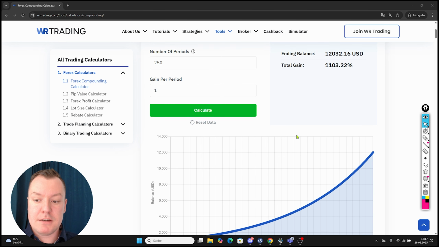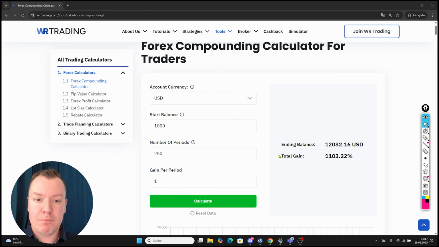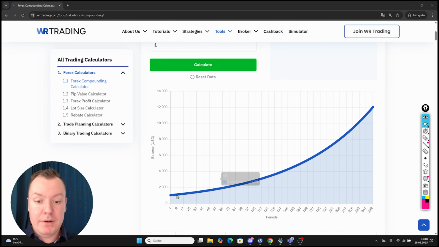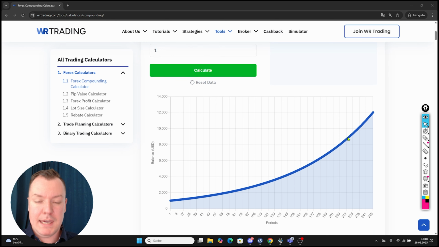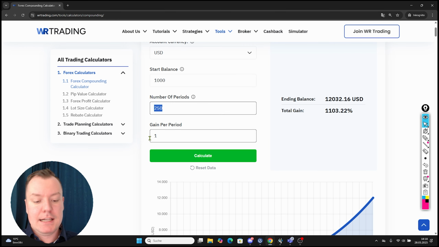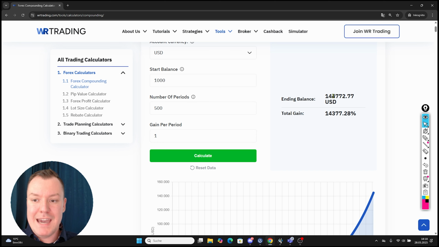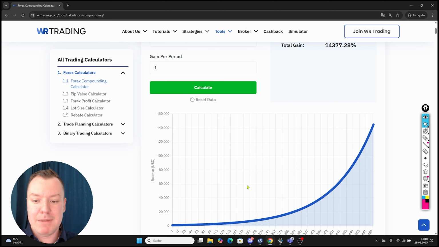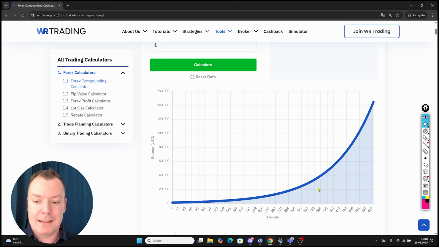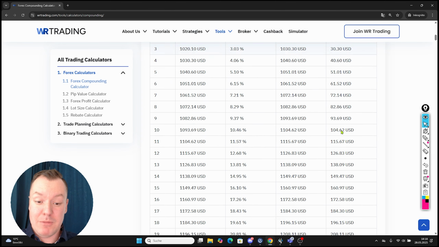Wow. After the year, we have an account balance of $12,032. It's huge, and you see the compounding effect. It starts growing exponentially. If you use more periods, like let's say 2 years, it would be 500. We can calculate this. So you get a much higher balance and you see the growth, and when the compounding effect is really kicking in, you see this growth which is awesome and which is crazy.